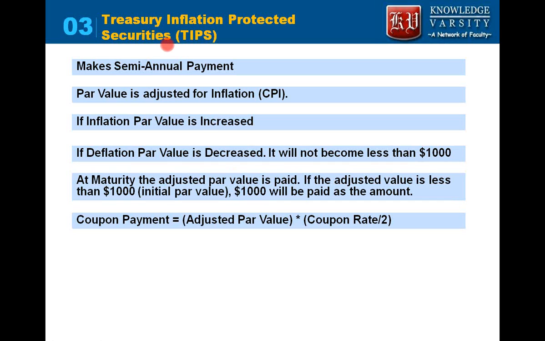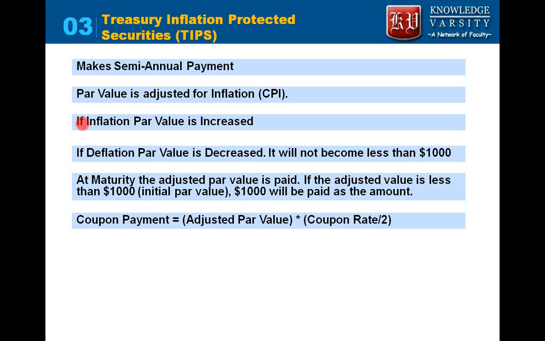Treasury also issues one more security which is inflation protected. These are called Treasury Inflation Protected Securities, or TIPS. These securities protect the investor from an increase in inflation. The coupon is paid semi-annually. The face value or the par value is adjusted for inflation. Inflation is measured by the consumer price index.